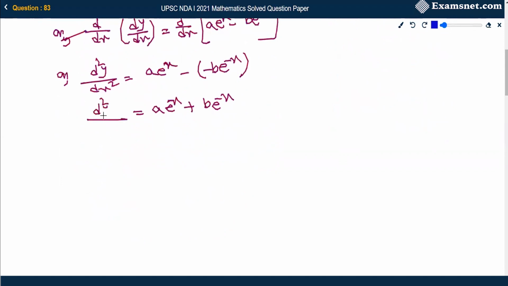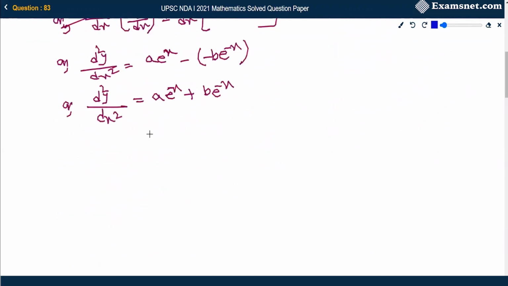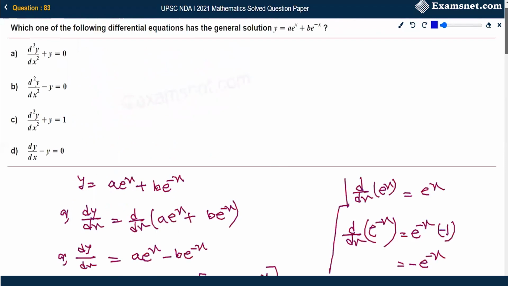Here d2y dx2. So look, this also equals y. We again got back the y. So we can substitute y here: d2y dx2 equals y, or d2y dx2 minus y equals 0. So here the correct option is option B.